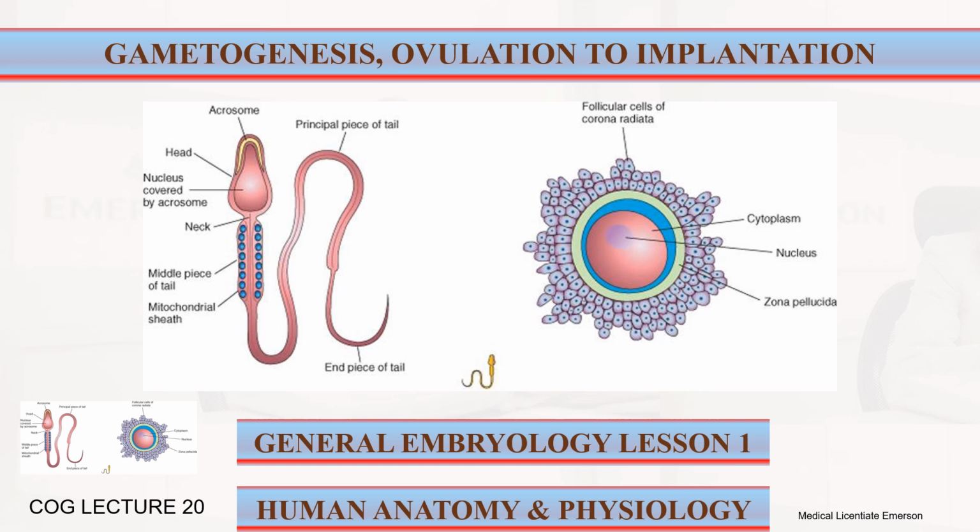So today we are going to start our General Embryology Lesson 1 in Human Anatomy and Physiology combined. Specifically, we are going to go through gametogenesis, ovulation to implantation. After gametogenesis, we are going to do week 1.